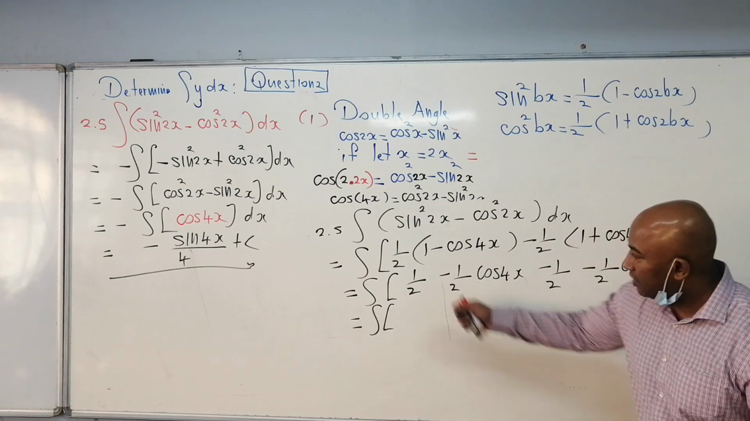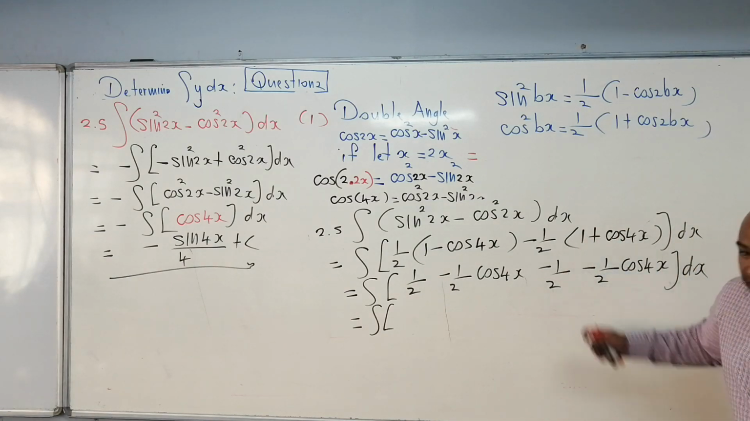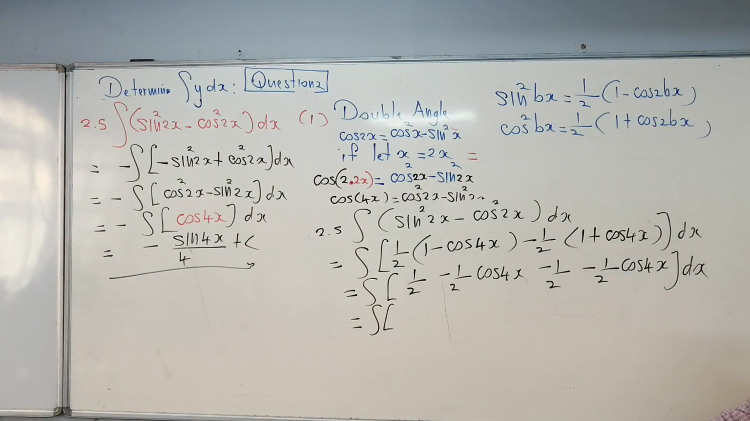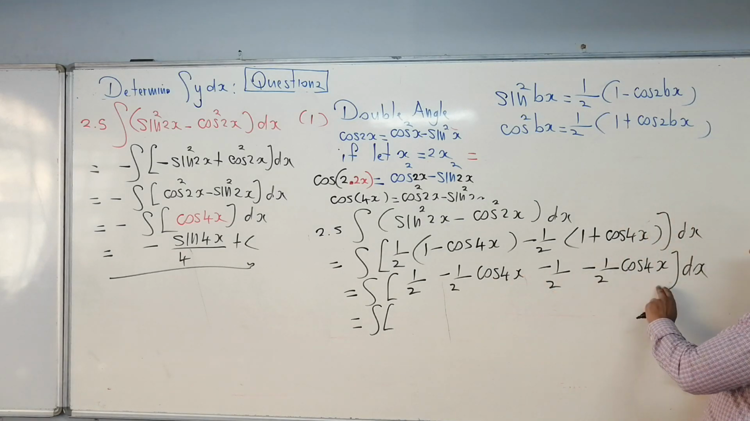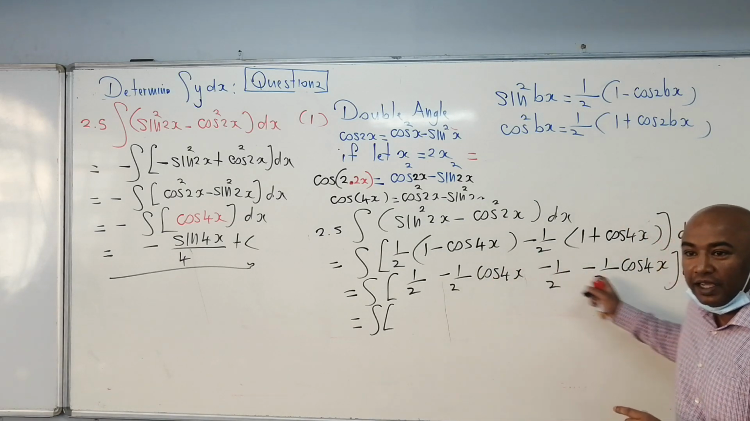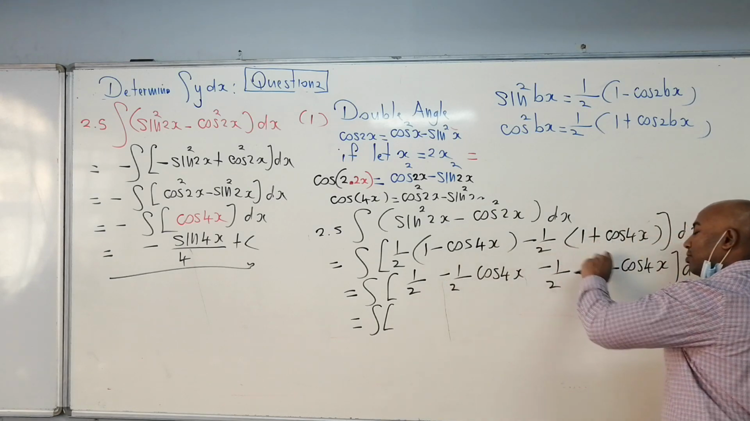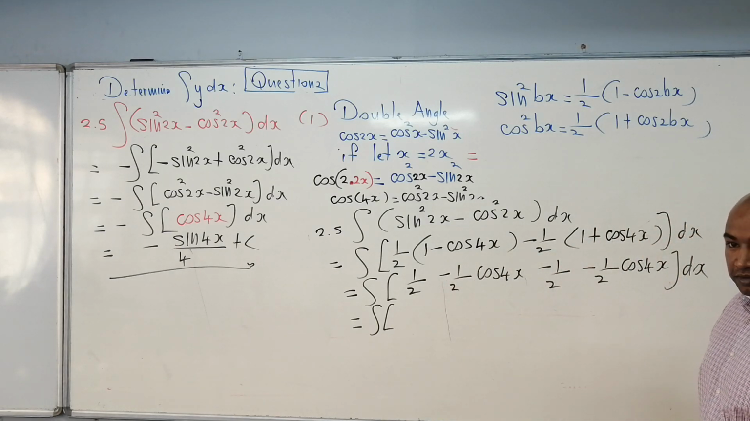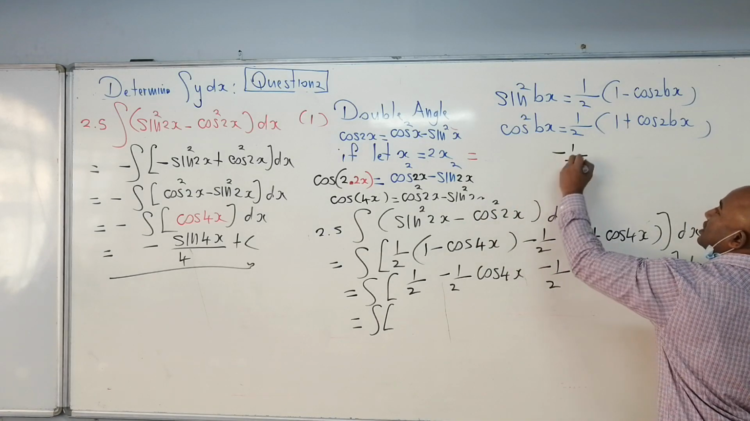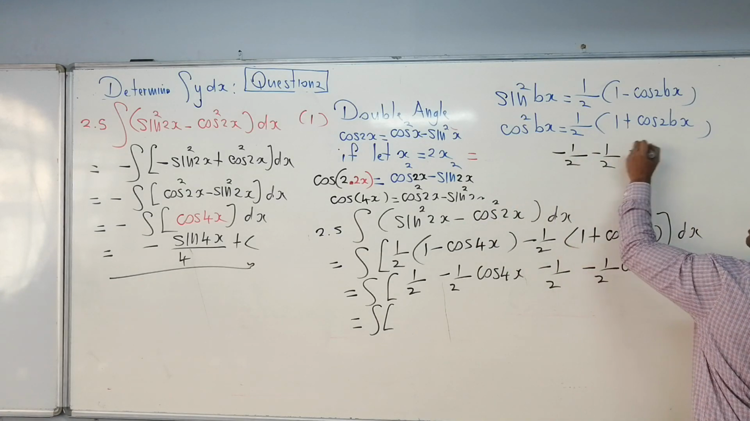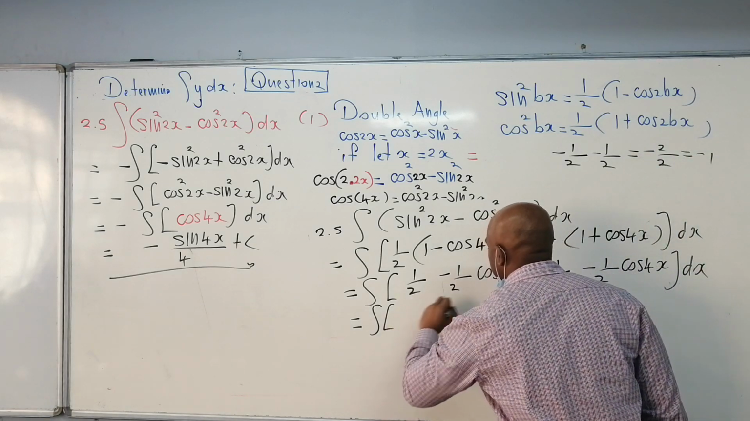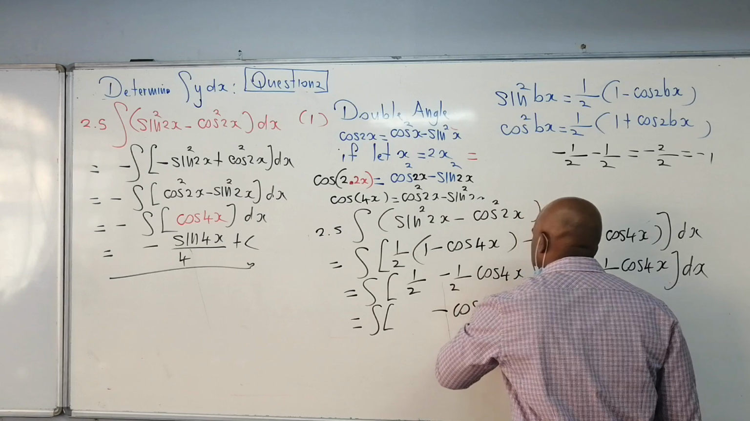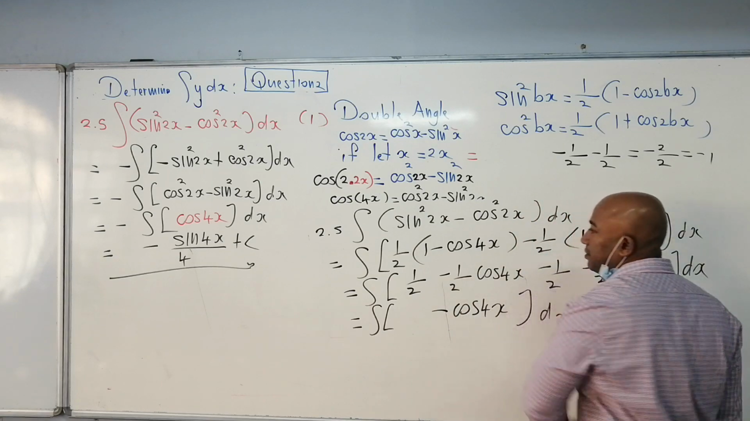What do you notice here? You've got a plus half, a minus half, 0. So I got minus half cos, minus half cos. I can add these two up. They are like terms. Minus 1 over 2, minus 1 over 2. What is that equal to? You've got minus 2 over 2, which is equal to minus 1. So therefore this is equal to minus cos 4x, which is the same thing.